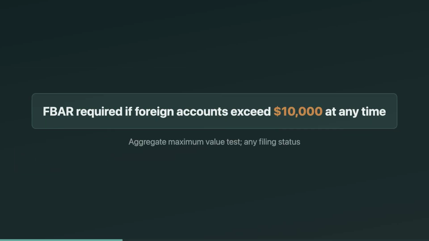Here's the core filing trigger. You file an FBAR if you're a U.S. person and you had either financial interest in or signature authority over at least one foreign financial account. Then apply the dollar test. If the aggregate value of all foreign accounts exceeded $10,000 at any time during the year, you're in. Same threshold for every filing status.